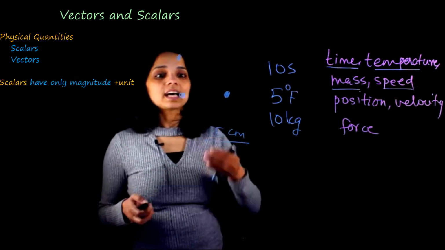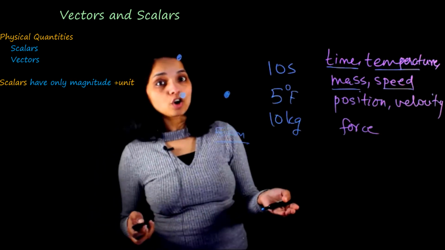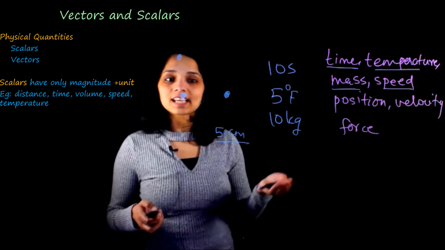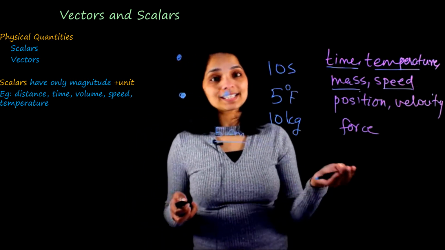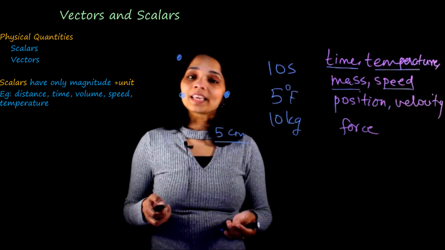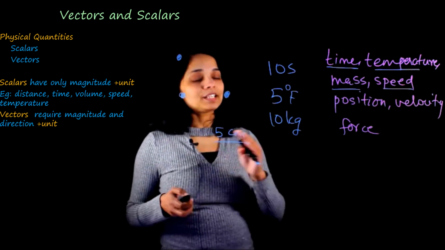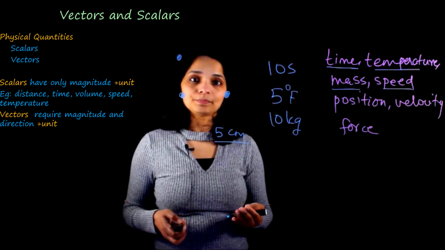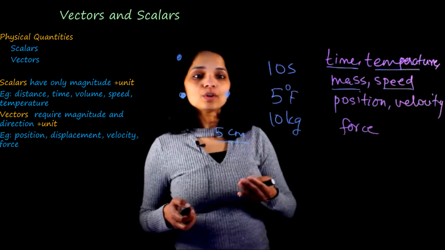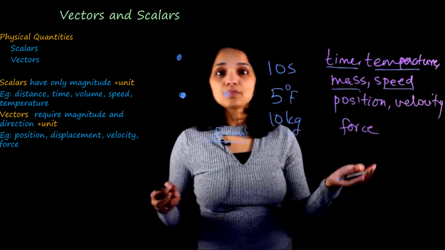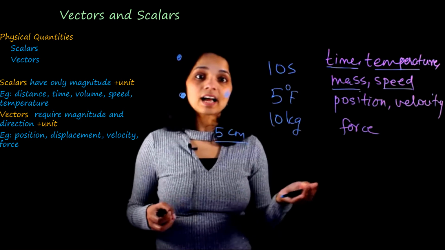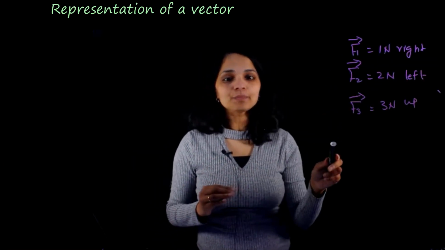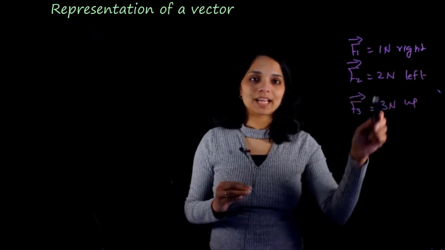So, scalars are the quantities that require magnitude only plus a unit. Some other examples are distance, time, volume, speed, temperature, etc. And vectors require magnitude as well as the direction to make complete sense of that physical quantity. Other examples include position, displacement, velocity, force, acceleration, etc. Suppose we have three force vectors F1, F2 and F3, all with different magnitude and directions.